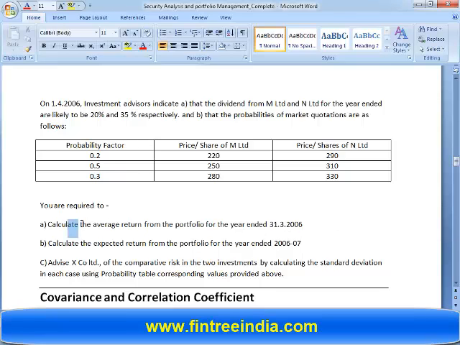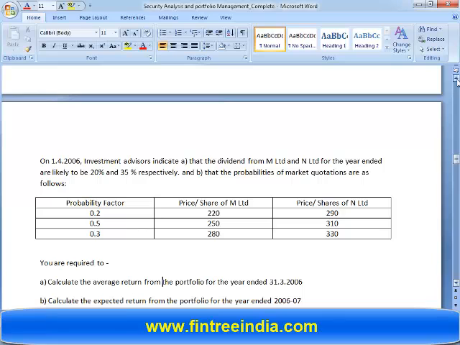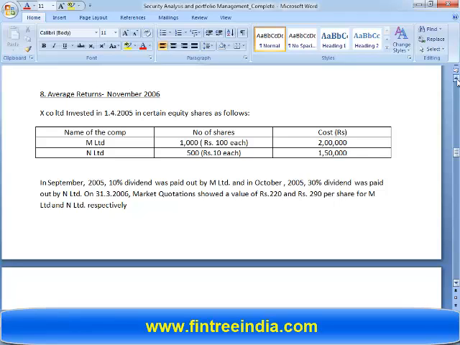Okay, now can you solve the first part of this question? Average return of the portfolio for ended 31/3/2006. Yes, you remember the formula. How do we solve for it? How will we solve? You know the formula. What is the formula? अभी बोला ना थोड़ी देर पहले, कैसे निकालते हैं? Closing price minus opening price divided by opening price.